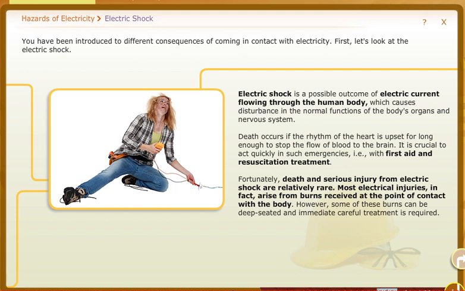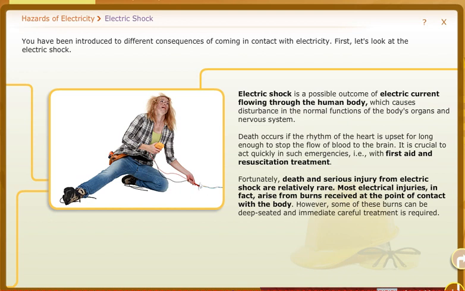Electric shock is a possible outcome of electric current flowing through the human body, which causes disturbance in the normal functions of the body's organs and nervous system. Death occurs if the rhythm of the heart is upset for long enough to stop the flow of blood to the brain. It is crucial to act quickly in such emergencies, that is, with first aid and resuscitation treatment.